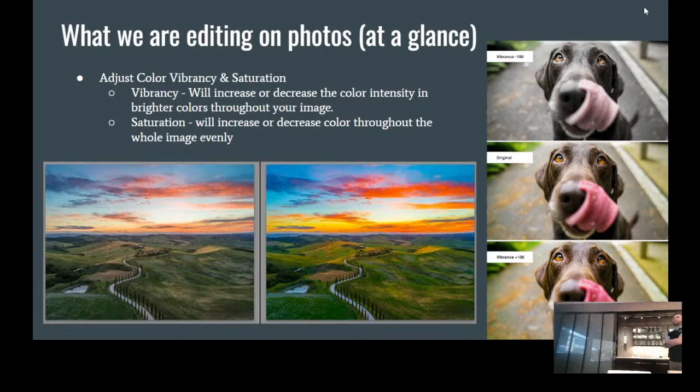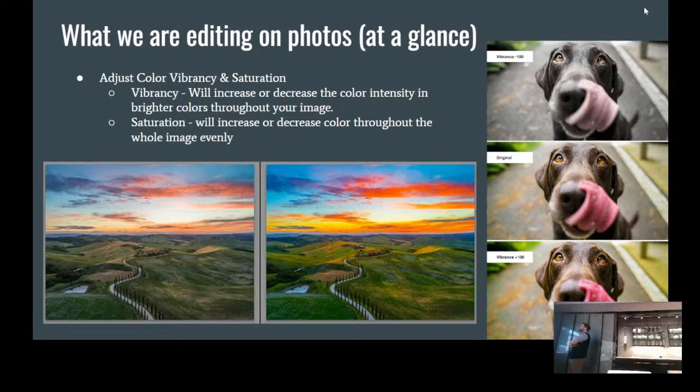The next thing we want to do is adjust vibrancy and saturation. So vibrancy will increase or decrease the color intensity in brighter colors throughout your image. If we look at the right side, we have our dog. The dog's looking at its nose. The original picture shows off the dog's nose, that's the center one. And we see the color of the dog, we see the eyes, the tongue, has good color. We're seeing the variation in the fur, the tongue, the eyes.